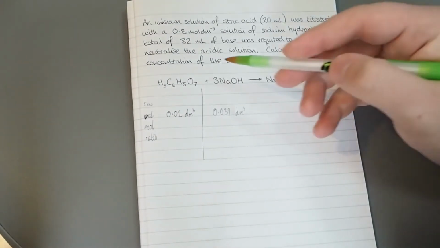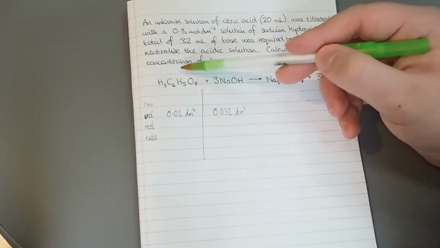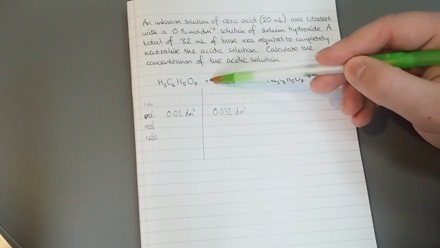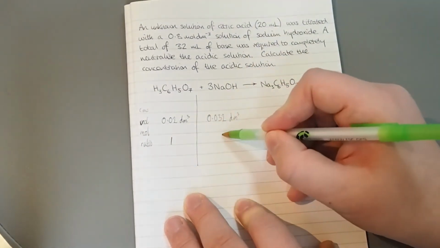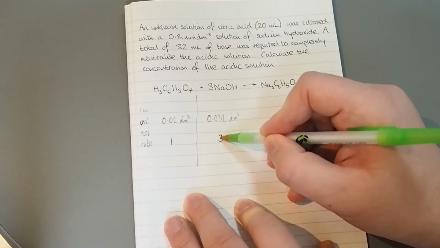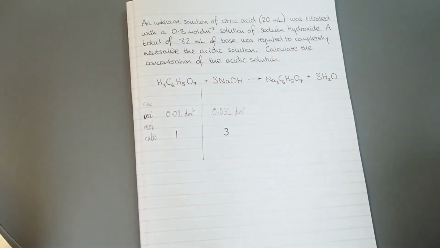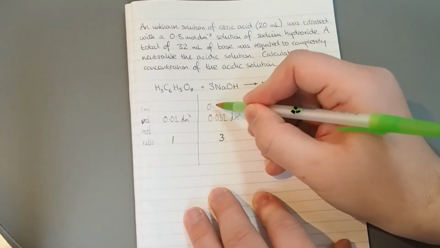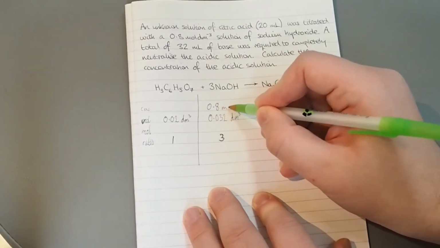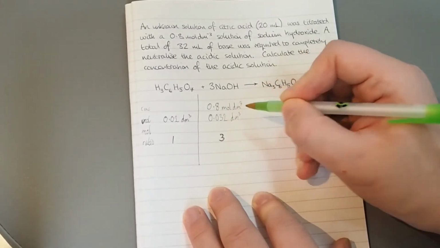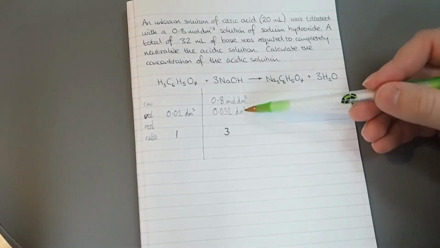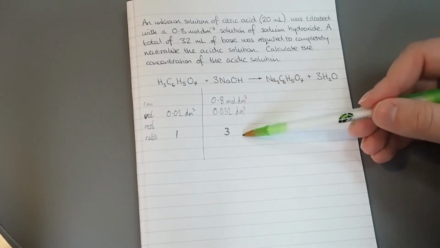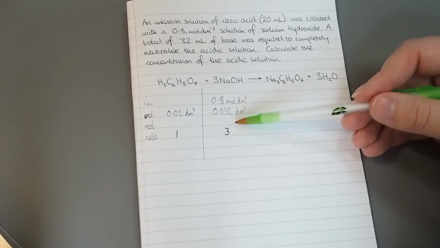And we know the ratio because it's given to us in the equation. 1 molecule of citric acid reacts with 3 molecules of base. So 1 to 3. And we know the concentration of our sodium hydroxide solution, 0.8 moles per decimeter cubed. So we've put in all the information we know. And we can see pretty quickly that we can work out the whole of this column. So we can work out the number of moles here.